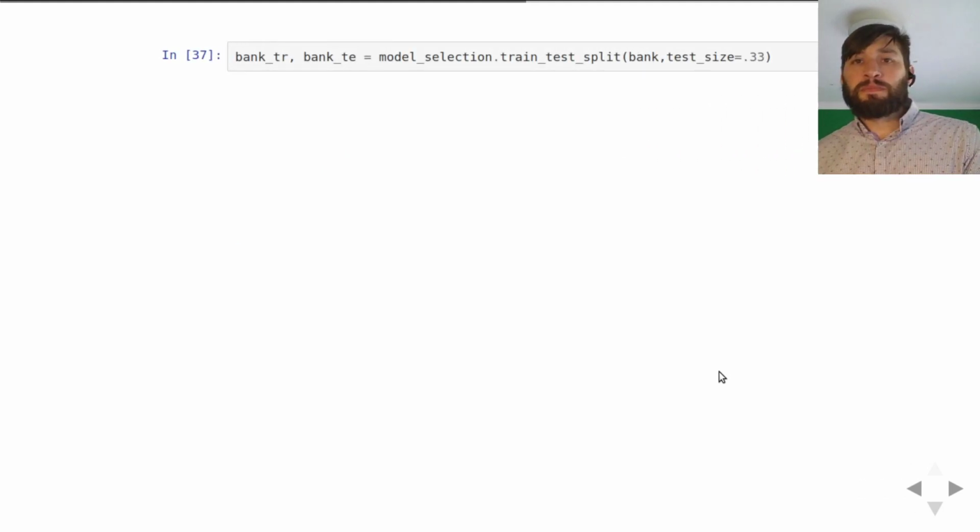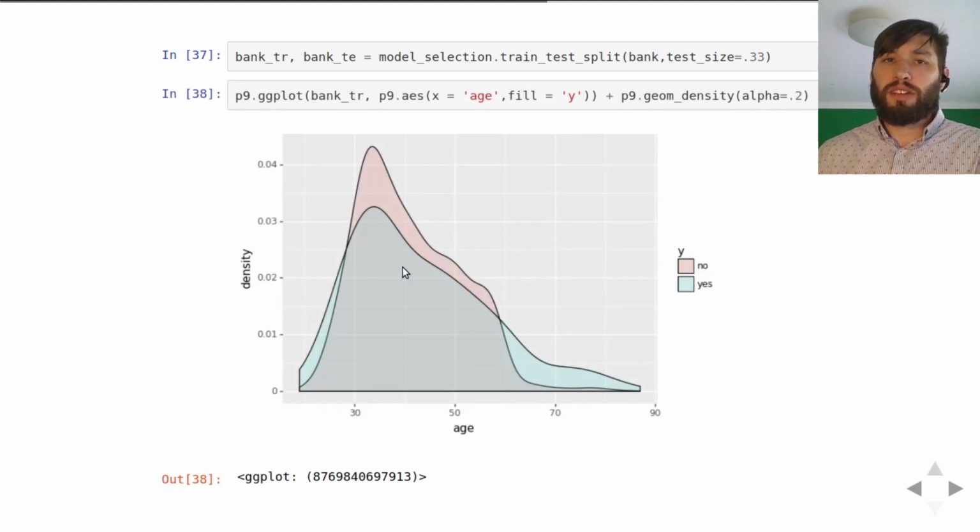Okay, so I'm going to start by doing a training test split, and if we look at our training data, then we can, for example, look at the two different classes and the densities of those two different classes with respect to certain covariates. So, for example, the age covariate, the density seems to be a little less sharply concentrated for the no outcome as opposed to the yes outcome. You have, I think, defaults at young ages and at very old ages.